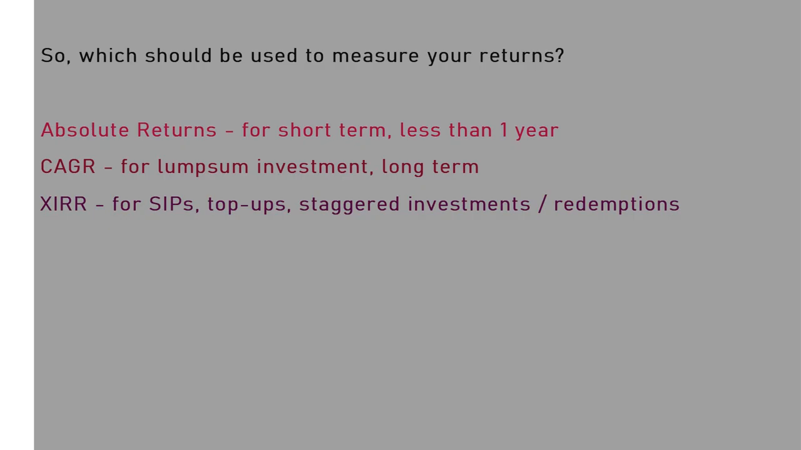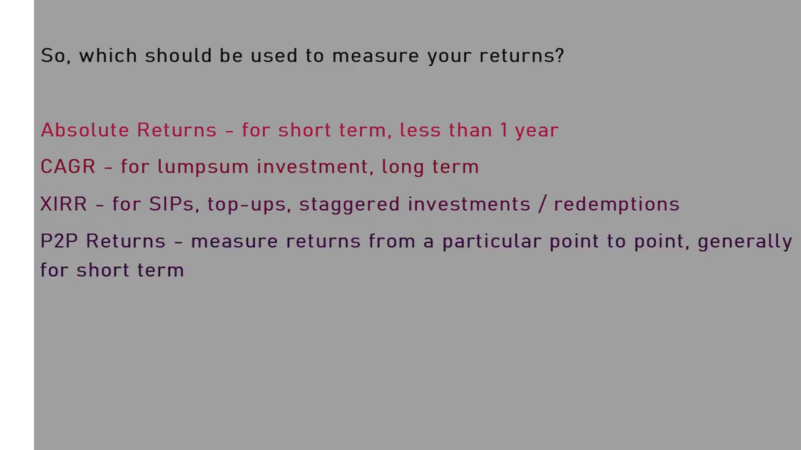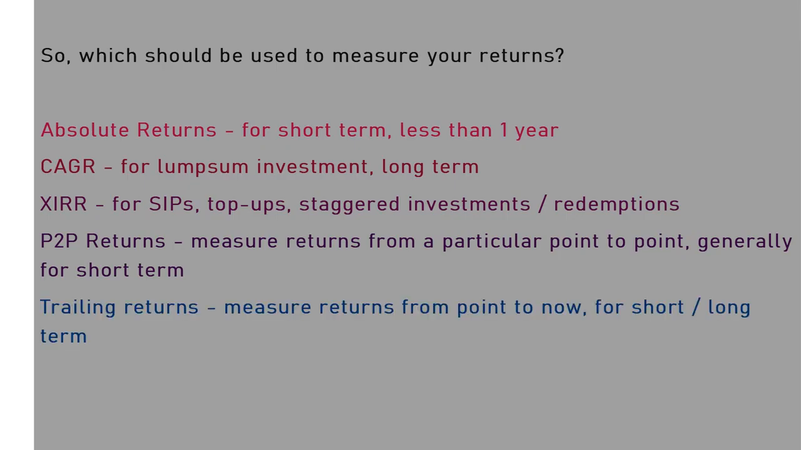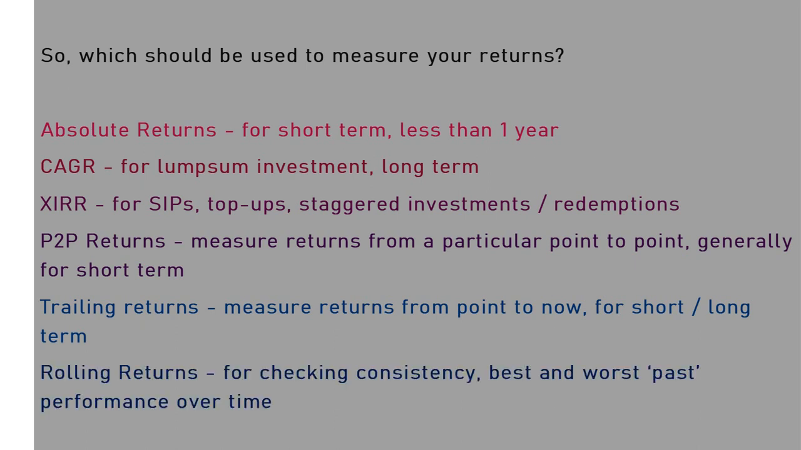P2P returns. It measures from point to point, so generally short-term. Trailing returns measures point to point, but generally from a start date to today. It can be used for both short and long term. Rolling returns, this is generally checked for a long term, to check the consistency and the best and worst past performance by the fund.